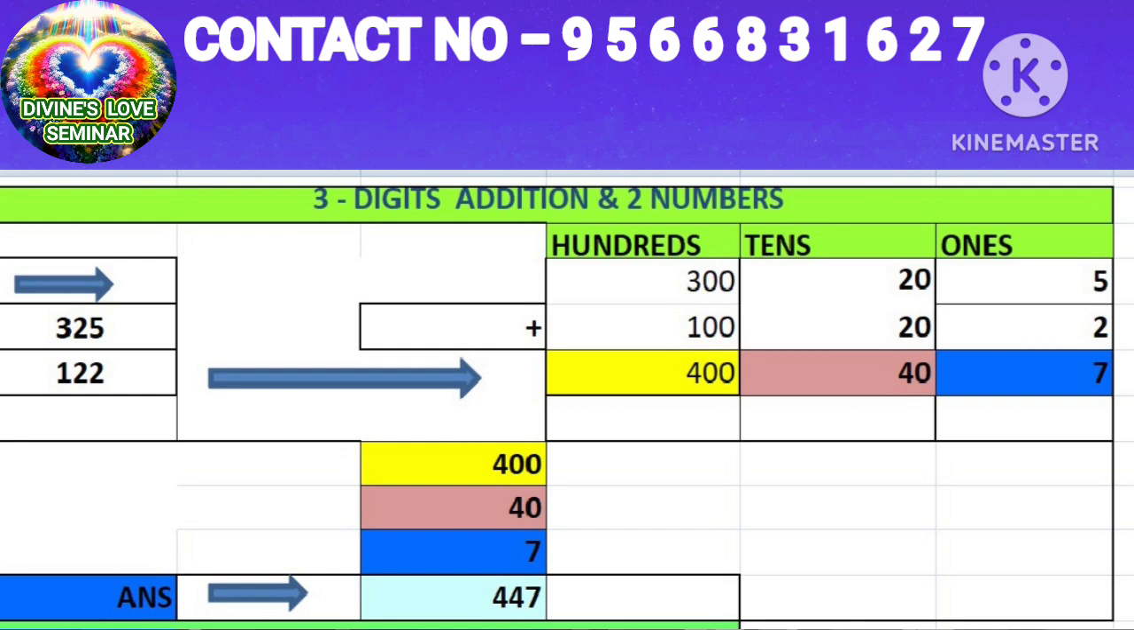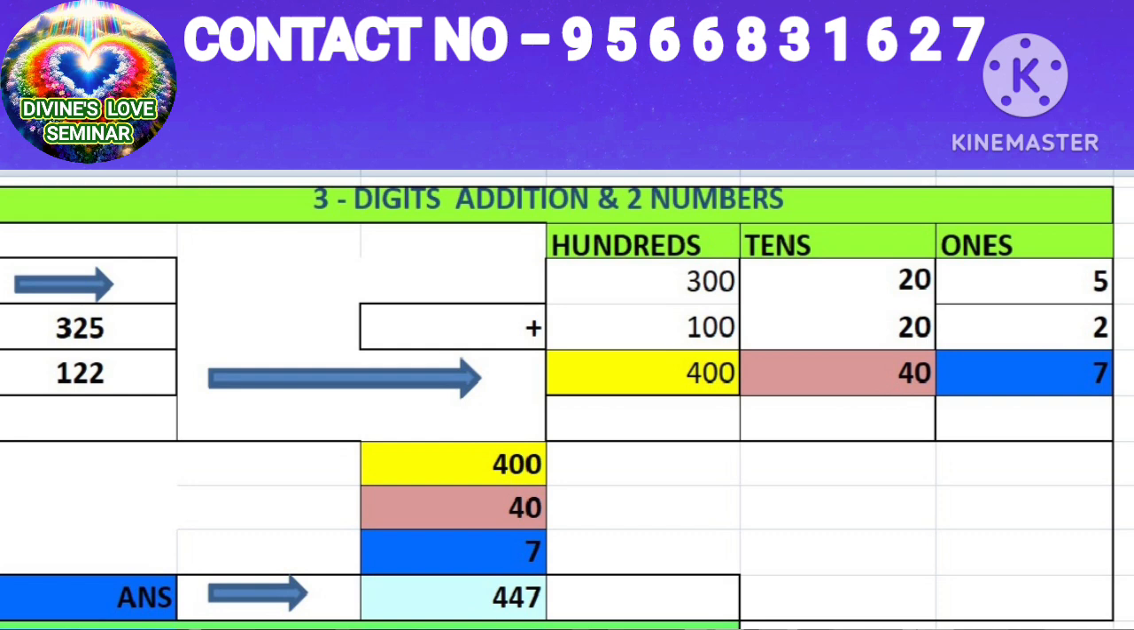Okay. See the image. How many hundreds are there? 300 and 100. 300 plus 100 is 400. In tens place, 20 plus 20 is 40. Ones place, 5 plus 2 is 7. I highlighted each and every answer in colors. Now we will see the calculation.